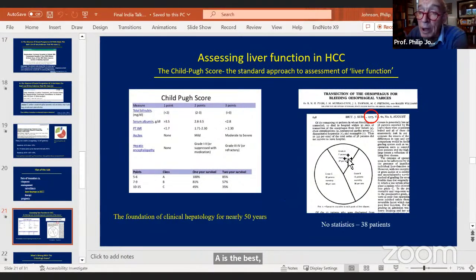This is from the original paper, and you can see that the score is now nearly 50 years old. There were no statistics at all in the original publication, and it actually came from a paper on transection of the esophagus for bleeding esophageal varices, a procedure which isn't done anymore.